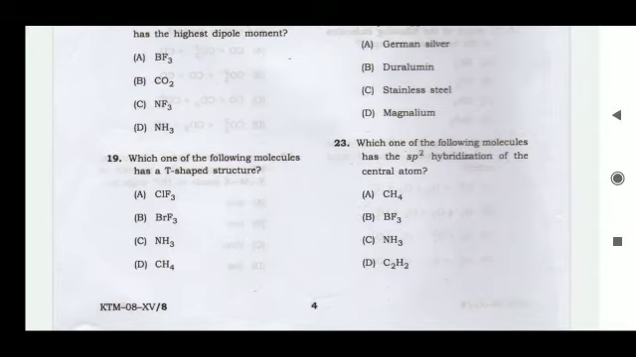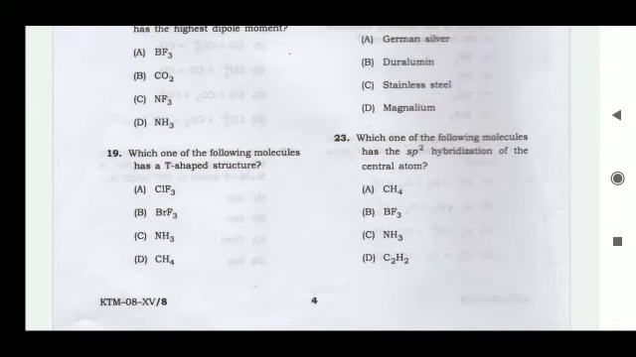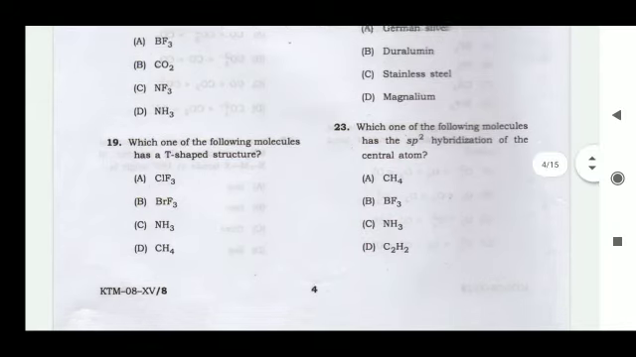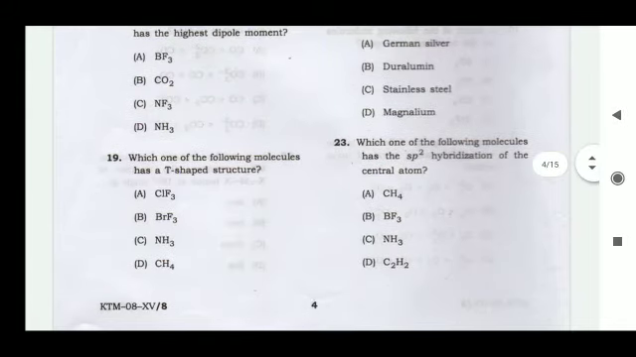So remember one thing, in case of compounds having T-shape, there should be lone pair of electrons. So we'll first find out the molecules with lone pairs. So ClF3, in ClF3 yes there is lone pair, BrF3 there is also lone pairs, in NH3 yes one lone pair is there, and CH4 there is no lone pair, so we can easily cut option D. So now out of these three options, which one is correct? ClF3 and BrF3 and NH3, we know NH3 is pyramidal in shape, so we cannot consider this one.